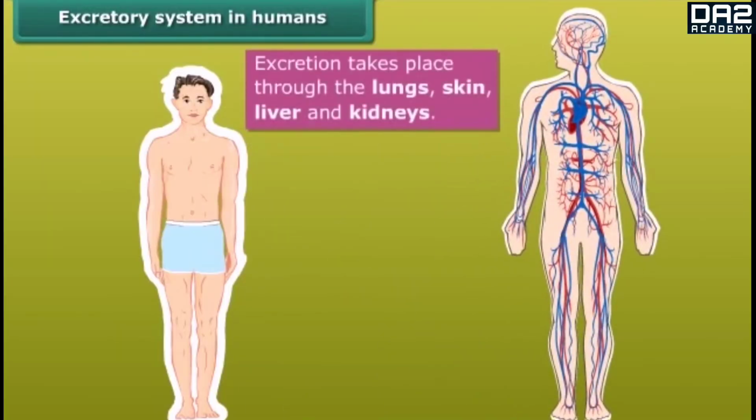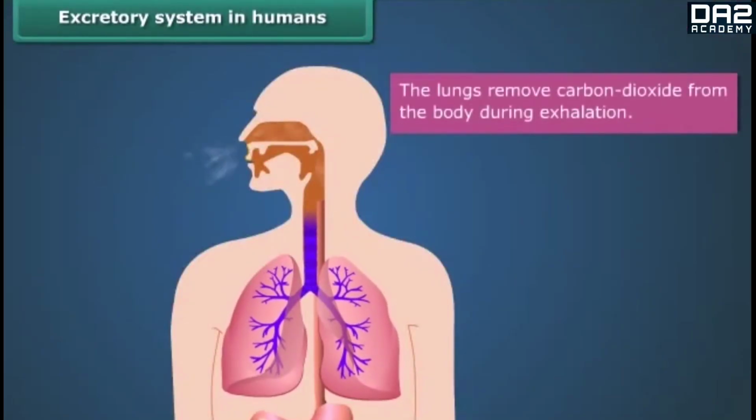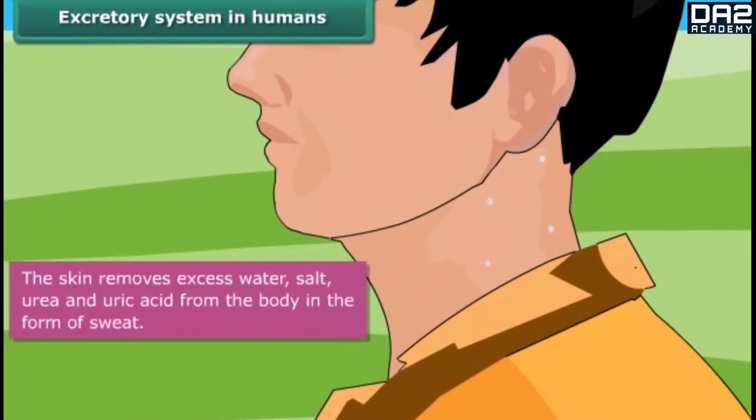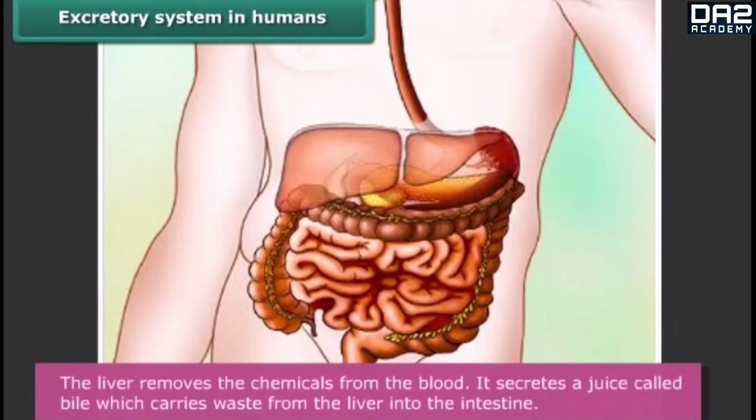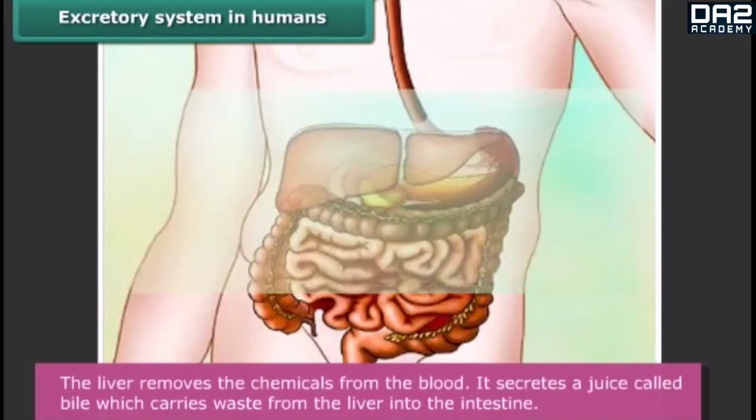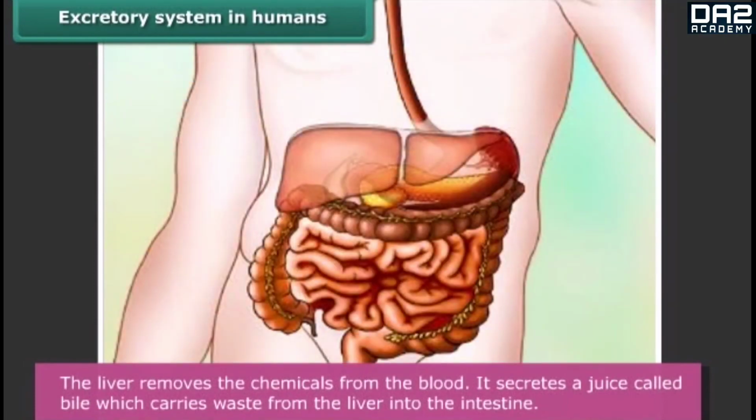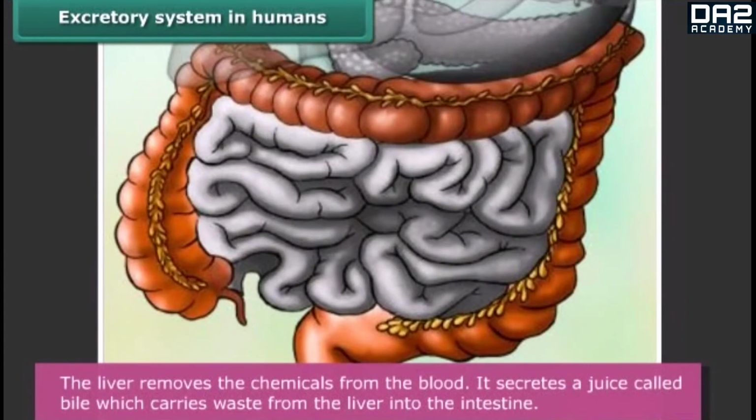Excretion takes place through the lungs, skin, liver, and kidneys. The lungs remove carbon dioxide from the body during exhalation. The skin removes excess water, salt, urea, and uric acid from the body in the form of sweat. The liver removes the chemicals from the blood. It secretes a juice called bile, which carries waste from the liver into the intestine.